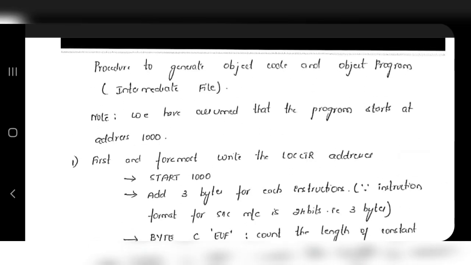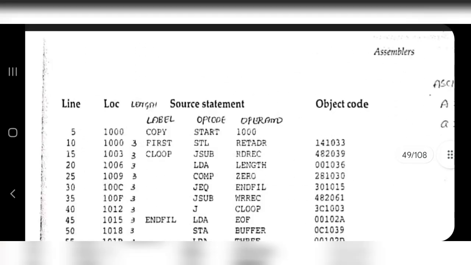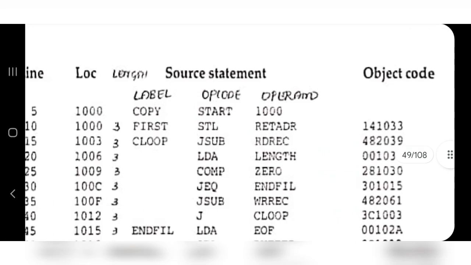So, procedure to write the object code and the object program: intermediate file. We have assumed that the program starts at address 1000. That's the first thing which you have to look. Now you can observe in the PDF, if you have opened it on a different device, the first part written is line 5, and there you have location 1000, COPY START 1000. That's the first line. Line number 5: location 1000, label COPY, opcode START, operand 1000. What this denotes is that the starting address is 1000, so from 1000 it should start. If this is not mentioned, by default it will be assumed that the starting address is 0.